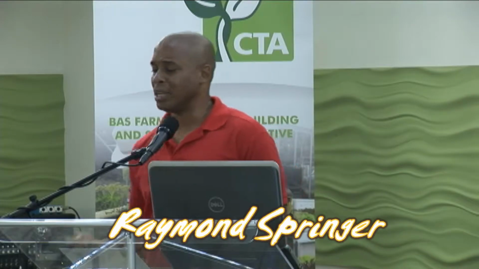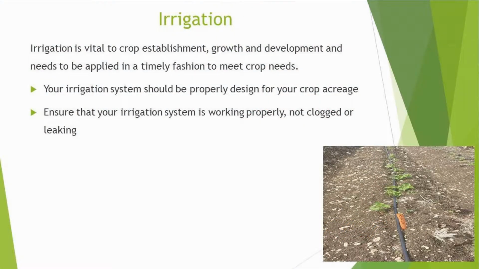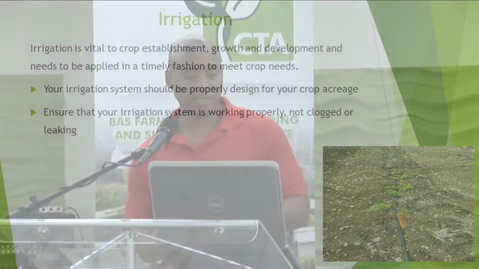Management, growth and development needs to, again, be applied in a timely fashion. Plants pick up all the nutrients from within the soil and soil solution, so supplying irrigation is very critical. Your irrigation system should be designed properly for your particular crop and acreage. You should actually draw a design of your irrigation system for that particular area and keep it as a record, keeping track of what's going on with that system.